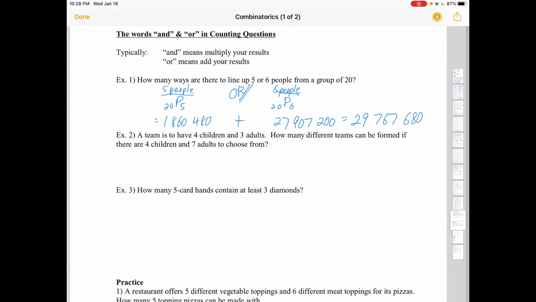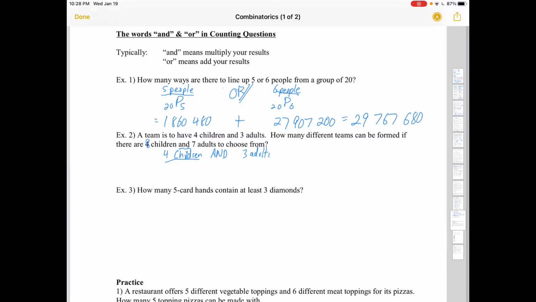A team is to have 4 children and 3 adults. So it's a team; the order probably doesn't matter here. How many different teams can be formed if there are 4 children and 7 adults to choose from? You know what? Let's change this a little bit so that it's 8 children and 7 adults to choose from. So we're going to pick 4 children and 3 adults. That's what we want.